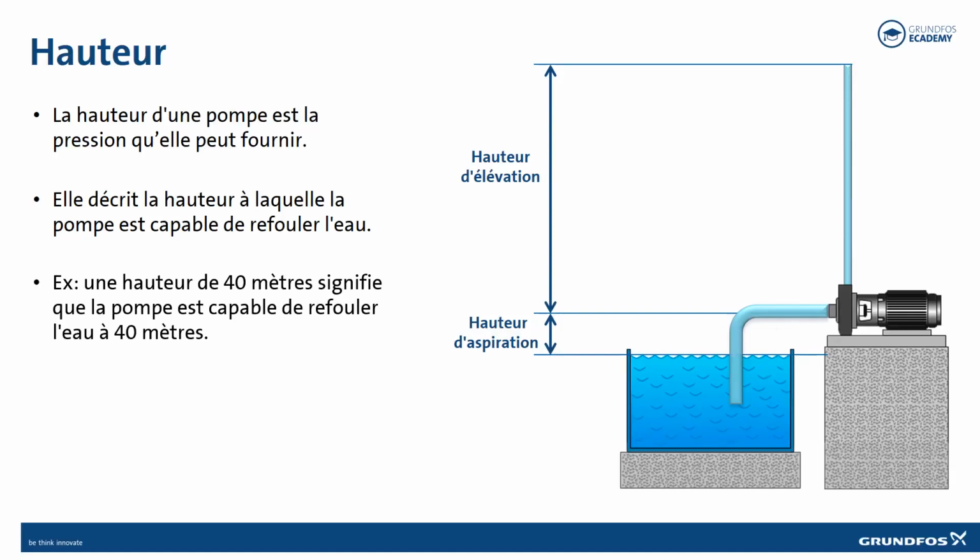The head is split into suction lift and elevation lift, which may be converted to pressure. But not all the pressure is available. Some of it is lost due to friction in the piping system.